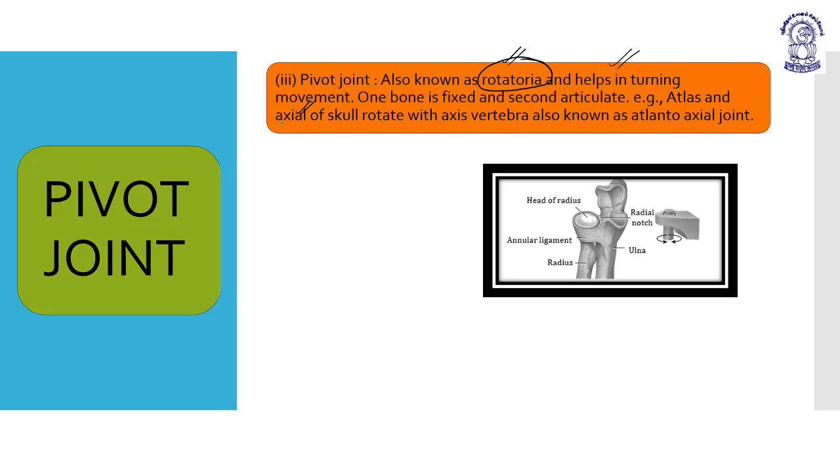One bone is fixed and the second one articulates. The atlas of the skull rotates with the axis vertebra, also known as the atlantoaxial joint. So the joint between atlas and axis is a type of pivot joint.